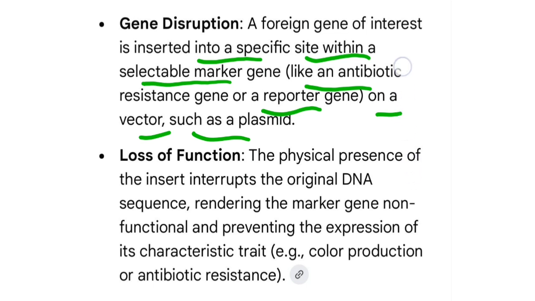Another thing is loss of function. The physical presence of the insert or foreign DNA interrupts the original DNA sequence, rendering the marker gene non-functional and preventing the expression of its characteristic trait, for example, color production or showing resistance towards a specific antibiotic. So this is the mechanism behind insertional inactivation. We inactivate a particular piece of DNA by inserting our desired piece of DNA which replaces the original gene sequence.